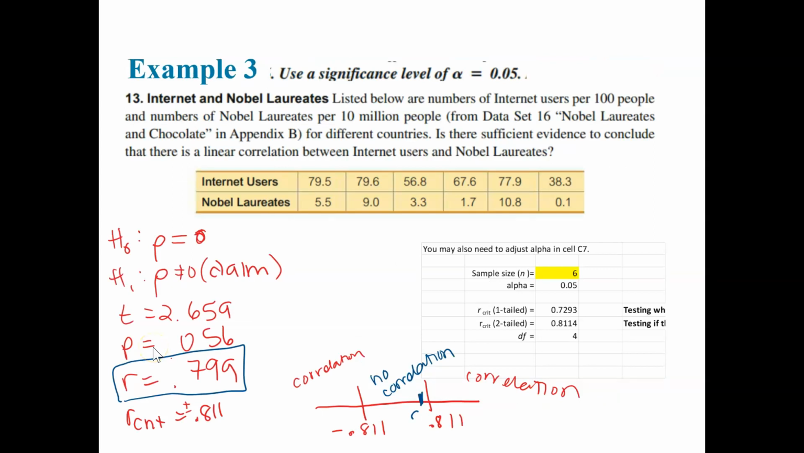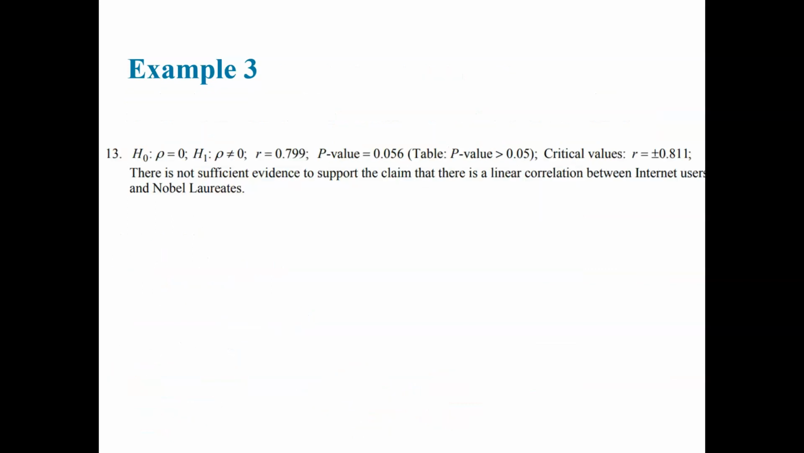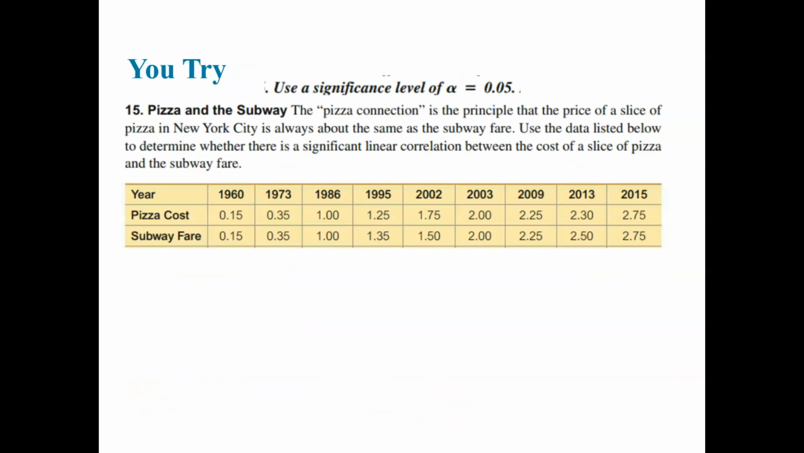Let's look at our p-value here just for a moment, even though we were using the critical value method. Our p-value is 0.056. That is greater than 0.05. Not by very much, but it is greater than. So that also says no correlation. So there it is written out for you. And you go ahead and give this one a try. And press play when you're ready to see the solution.